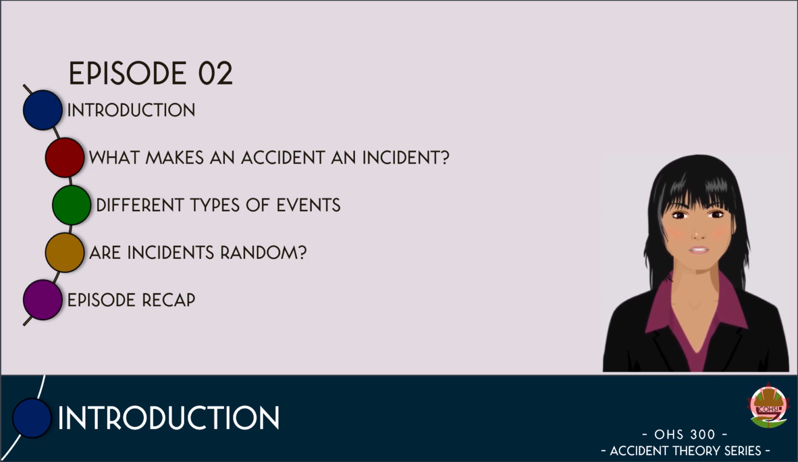A near-miss incident is one where no injury occurs, but some form of loss is still present. Loss can include anything that leads to injury, damage to equipment, or a reduction in productivity. In today's episode, we will look at what makes an accident an incident. We will also look at different types of events and answer the question of whether incidents are random.